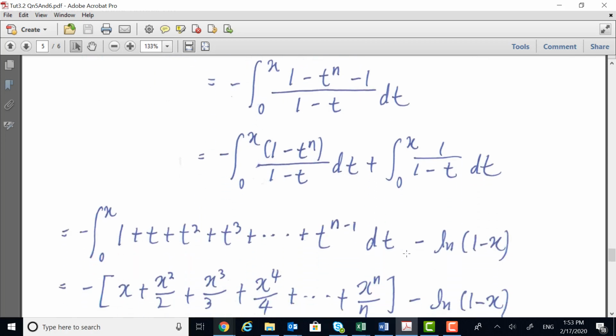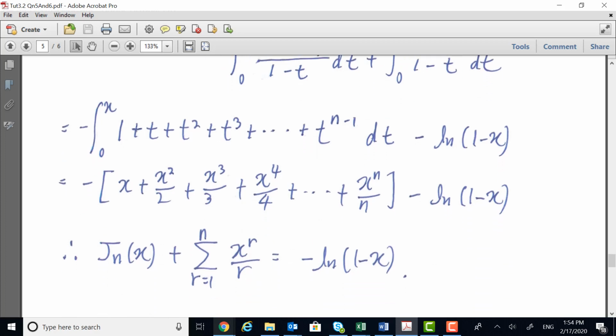This second integration can be integrated quite easily to give you this expression. And for this one, it's actually a GP: 1 plus t squared until t to the power n minus 1. You apply the GP formula and find that it's exactly this thing inside. Then if you integrate them term by term and put in the limits, you find that you get this. So what I've proven is, bringing this to the left hand side, J_n plus this summation, which is this whole chunk, is equal to this. It's the same result that you got in the earlier part.